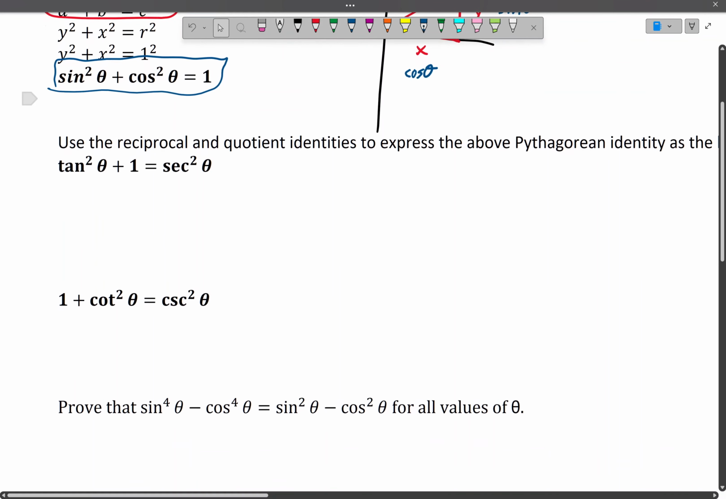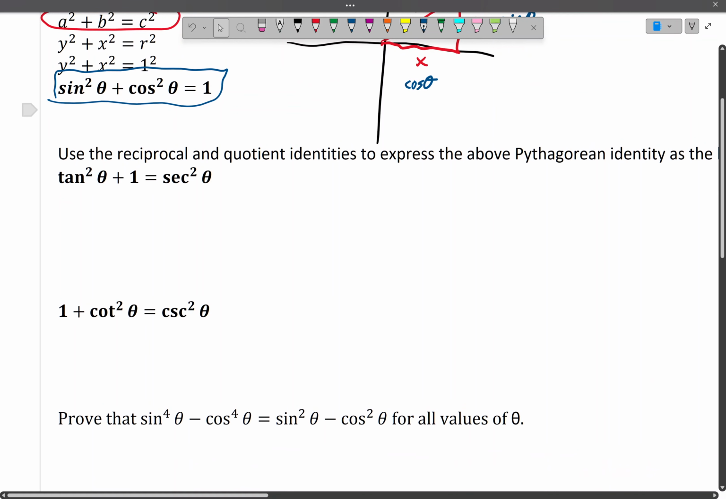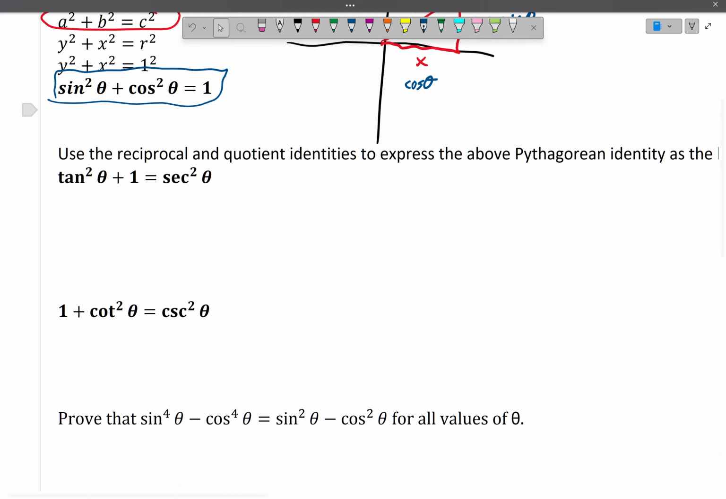So if we know that to be true, and we know all of our reciprocal and quotient identities from the last video, and you can always reference your formula sheet if you're unsure, then we should be able to prove the following identities, or express the original one into these other forms. So let's see if we can do that.